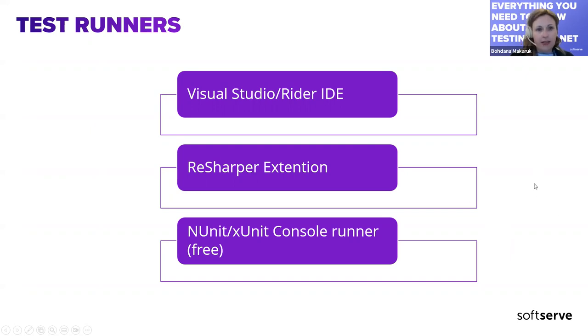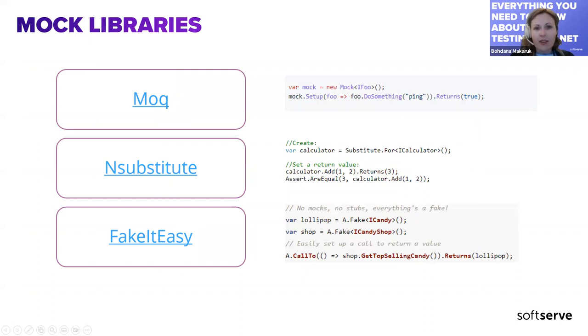Let's go to the next, maybe one of the most important bunches of tools. They are mocking libraries. They are used to test classes and methods with dependencies. The most popular and free tools are Moq, NSubstitute and FakeItEasy. They have the same purpose, but different syntaxes. I've added a couple of examples here of how to do similar functionality with different libraries. I will also talk about it in a bit more detail in my demo, and I will use the NSubstitute library for that.